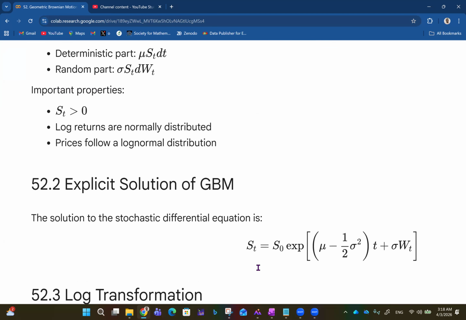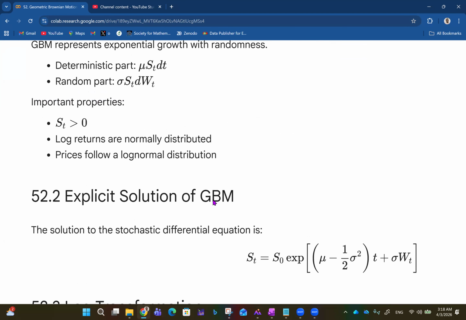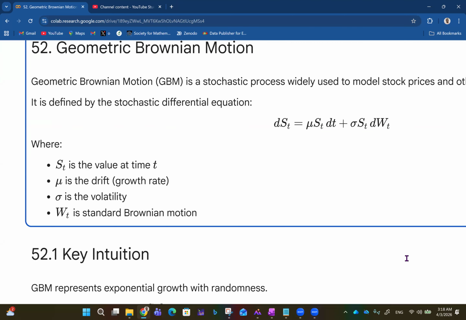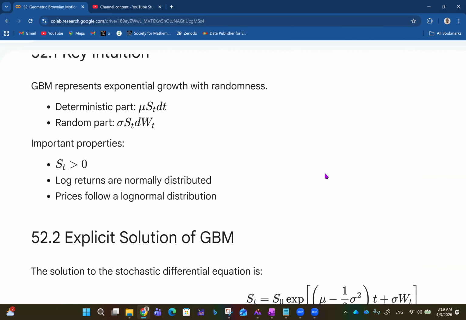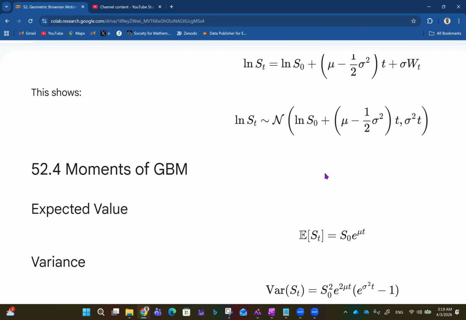So the explicit solution of a geometric Brownian motion, which we already saw in the last video, is that the solution to the stochastic differential equation, which we saw up there, is S sub t equals S naught exp of (mu minus half sigma squared) multiplied by t plus sigma times W sub t. Now, the reason for that is most likely because, from this expression, we can factorize S t, and then we can do separation of variables, and from there we can deal with the other parts of the problem. That's where the exponent should be coming from.